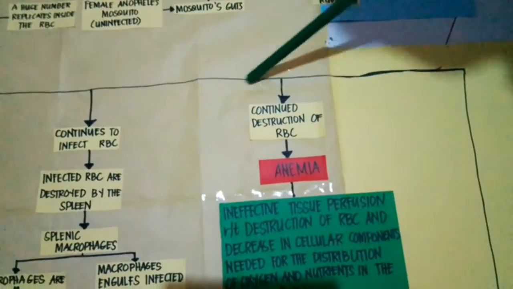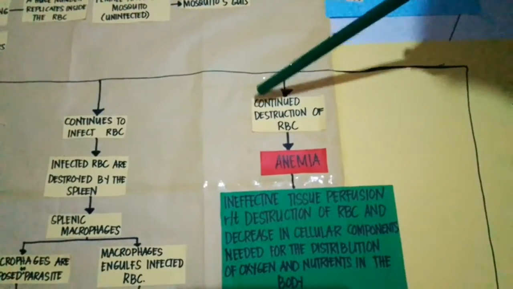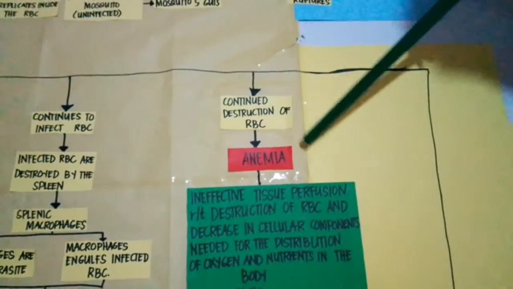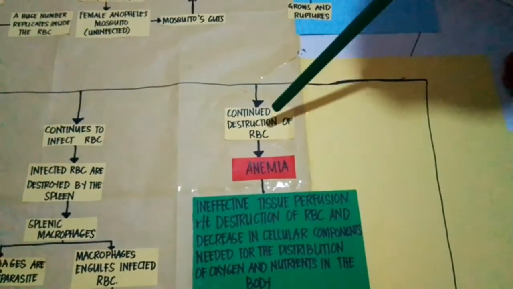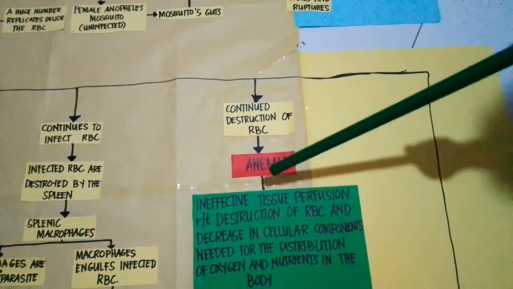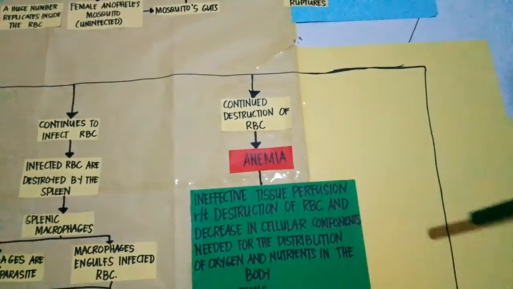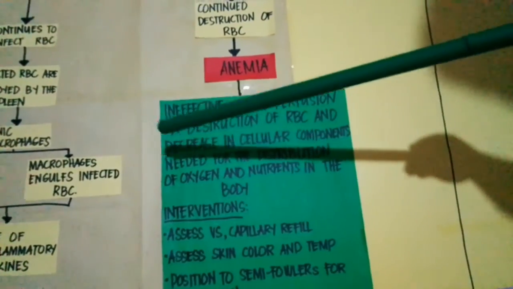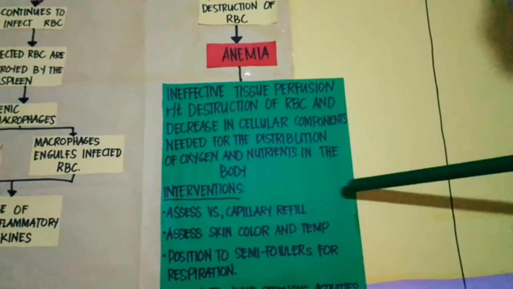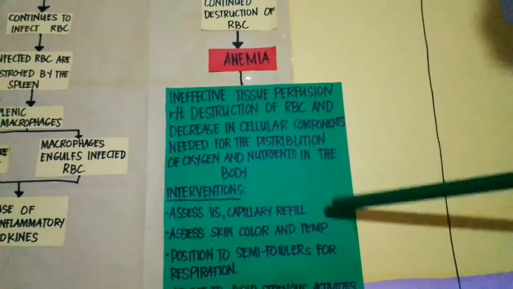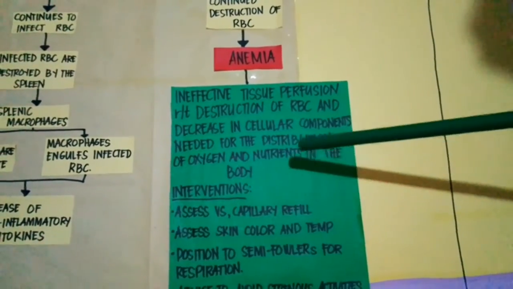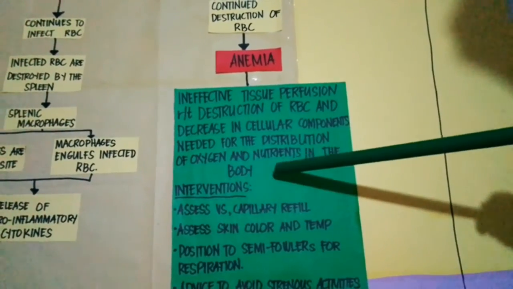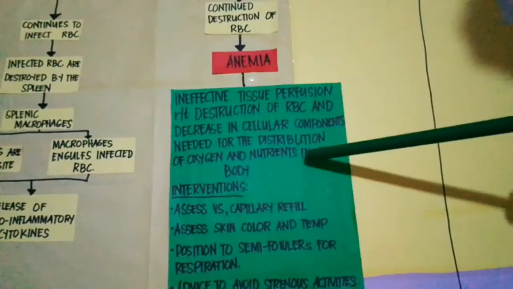Another would be the continued destruction of RBCs, as the parasite continues to infect other red blood cells, causing anemia in the patient. For anemia, the nursing diagnosis is ineffective tissue perfusion related to destruction of RBCs and decrease in cellular components needed for the distribution of oxygen and nutrients in the body.